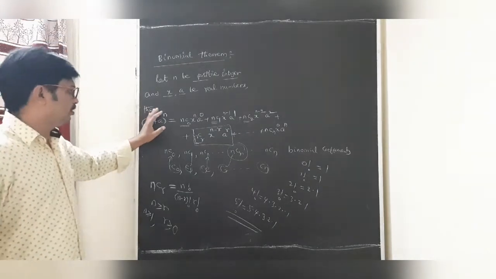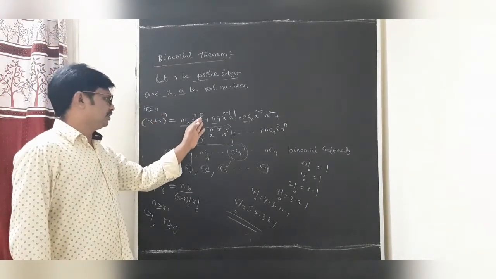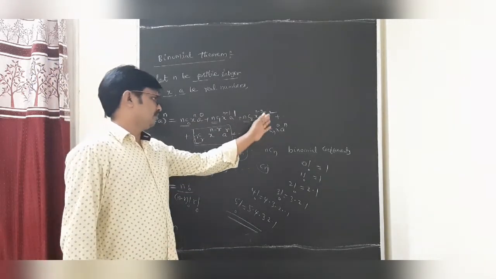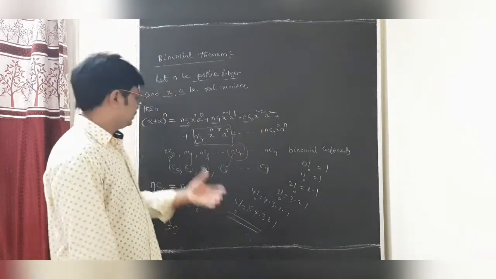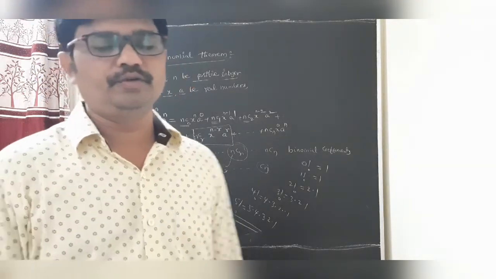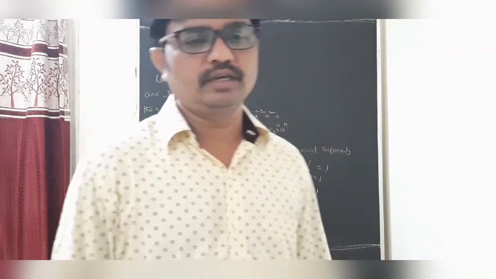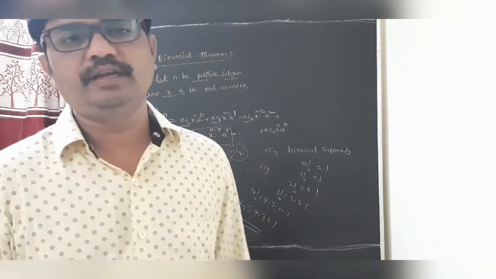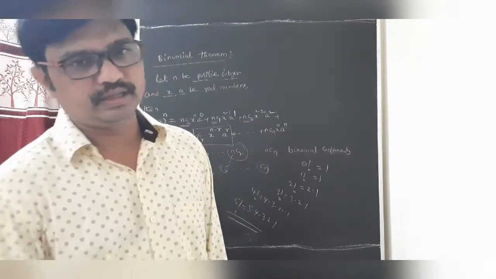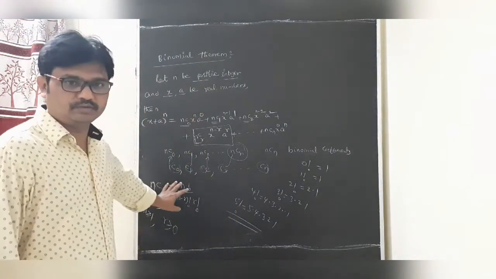(x plus a) whole power n equals nC0 x power n a power 0, plus nC1 x power n minus 1 a, plus nC2 x power n minus 2 a square. They do not ask this in board examinations. From the board examination point of view, there are only two LAQs. One of them is undoubtedly the infinite series, and the second one is related only to binomial coefficients.